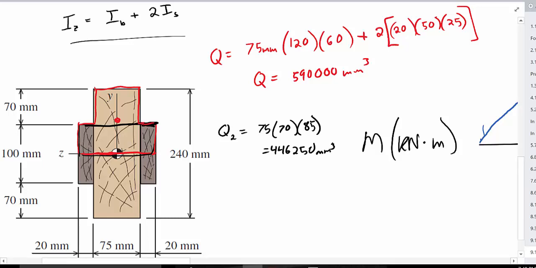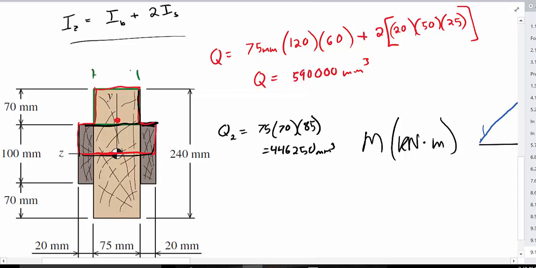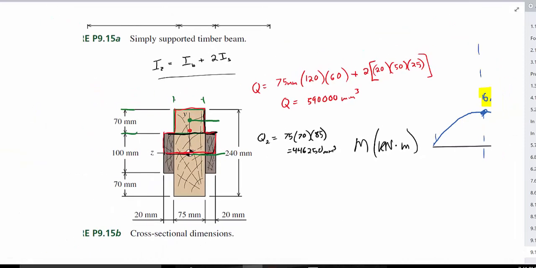Okay, and if you're confused on these units, it's the thickness of this piece here, the big middle piece. Let me just do a green box. So we're analyzing this section. This distance here is 75 millimeters. The area is 70 times 75, and then our distance from here to the neutral axis would be 85.